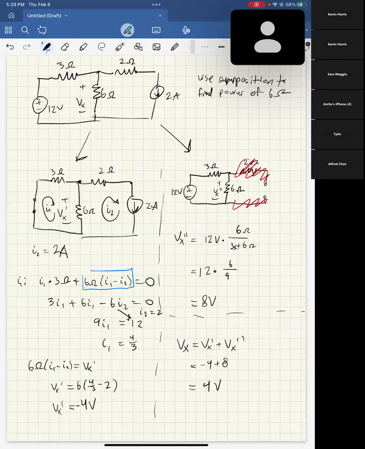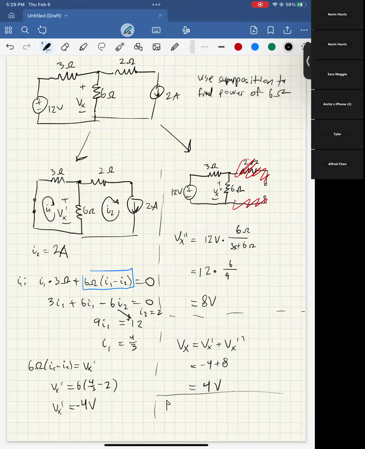Here we are. Okay, and then power. Remember, P equals IV, and since V equals IR, we also get I equals V over R. So P equals IV, and if I equals V over R, it's V over R times V for resistors, and that's V squared over R. With that, the power is 4 squared over 6, which is about 2.67. And that would be your final answer here.